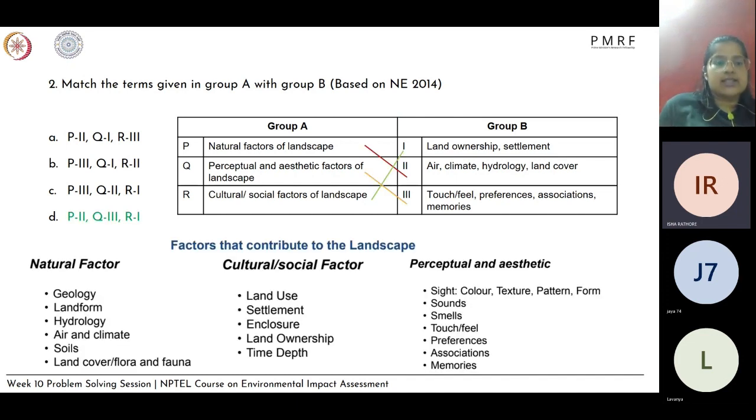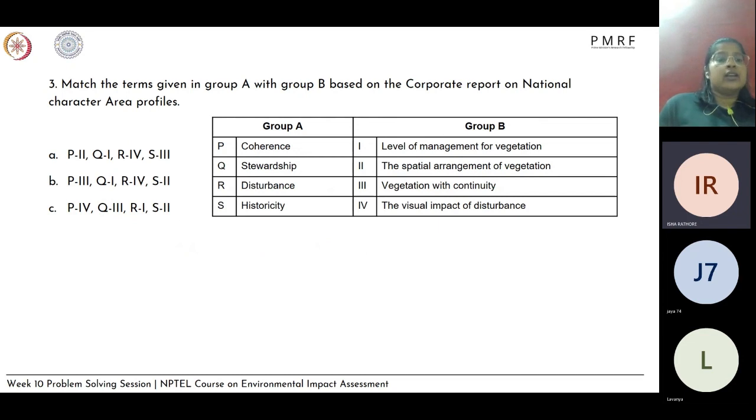Okay, so the correct answer is that the natural factors of landscape include air, climate, hydrology, and land cover. So P matches with 2. The perceptual and aesthetic factors of landscape match with touch or feel, preference, associations, memories. So Q matches with 3, and cultural or social factors of landscape include land ownership and settlements. So R matches with 1. So the correct answer is D, that is P matches with 2, Q matches with 3, and R matches with 4. Okay, so moving on to question 3.